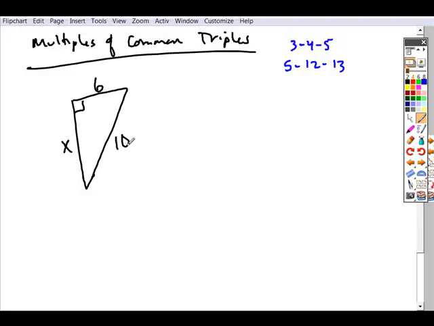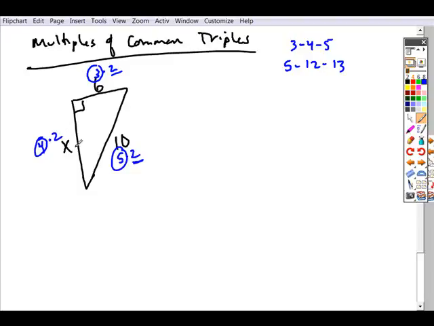Okay, so is there any way that we can get a 10 from either the 5 or the 13? Yeah, if we took 5 and doubled it, we'd get 10. So we're looking at this potential multiplier of 2. What do we have to multiply 2 by to get a 6? 3. So we look at what's left after we consider the multiplier and see, does this fit the pattern of a 3, 4, 5 common triple? Yeah. So we can apply that and then just use the common multiplier for this.